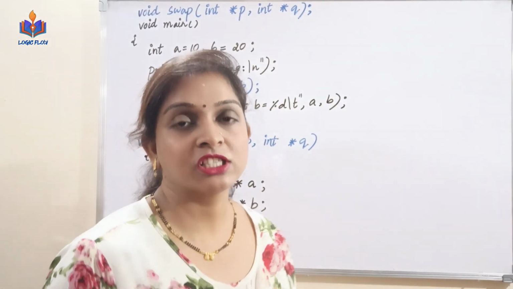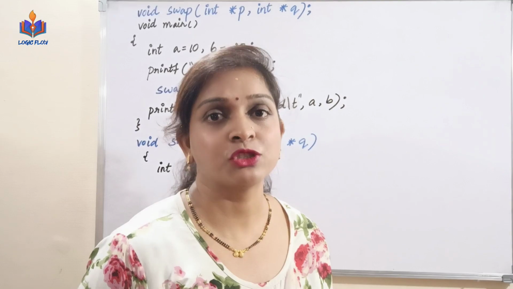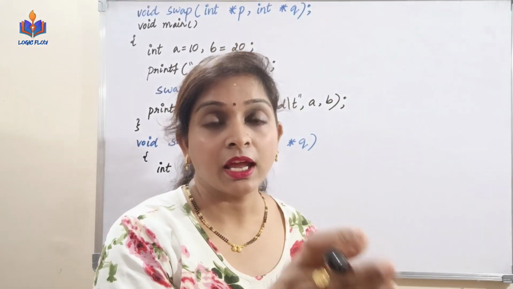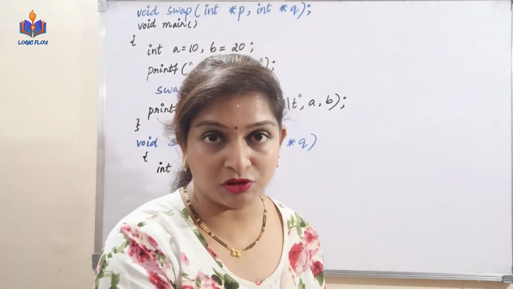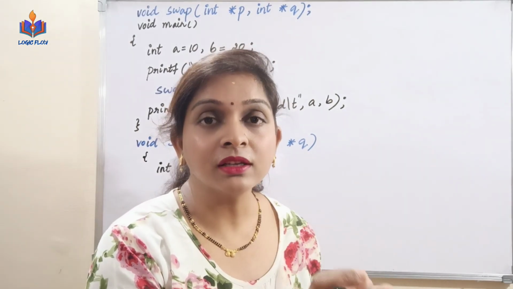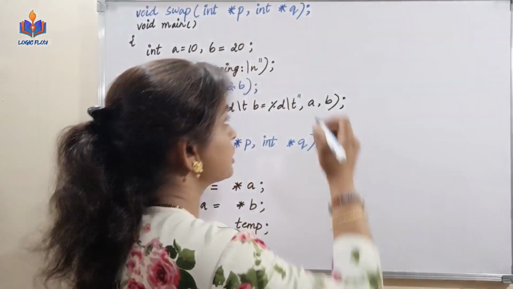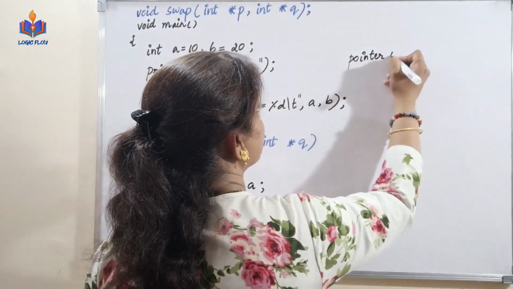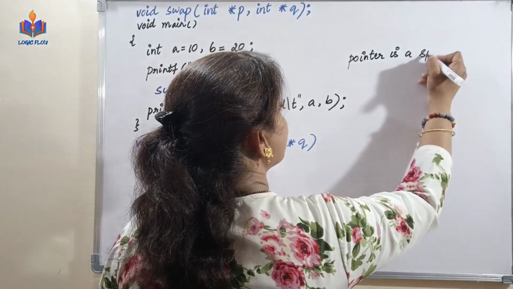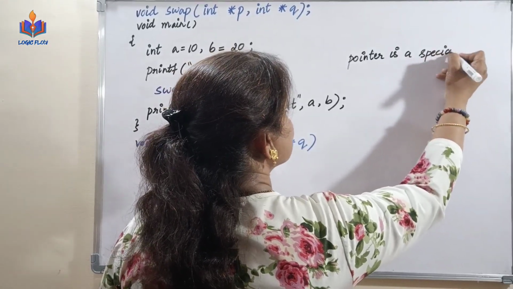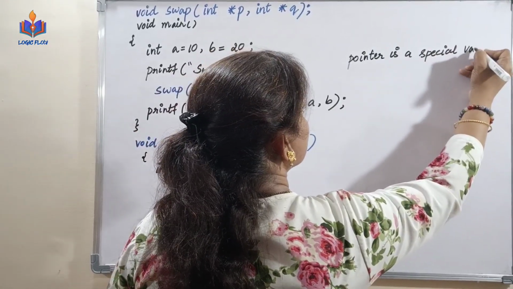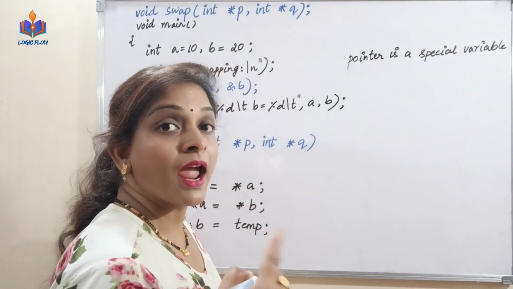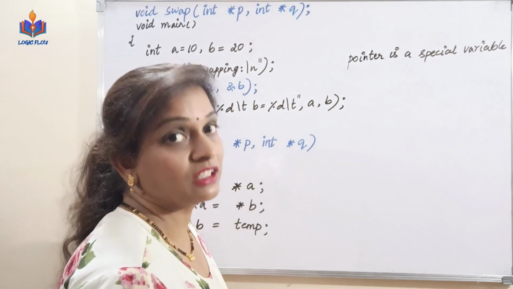So what actually is this pointer going to do? The name itself tells you: pointer. It is going to point to a location, and a location means an address. So a pointer is a special variable. Why is it called a special variable? Because it can hold the address of another variable.